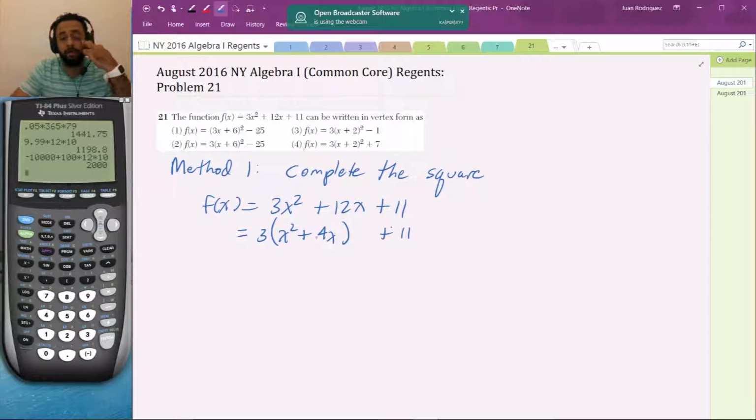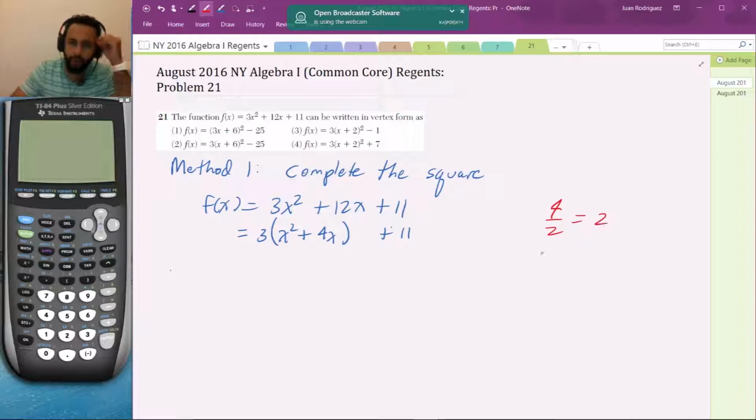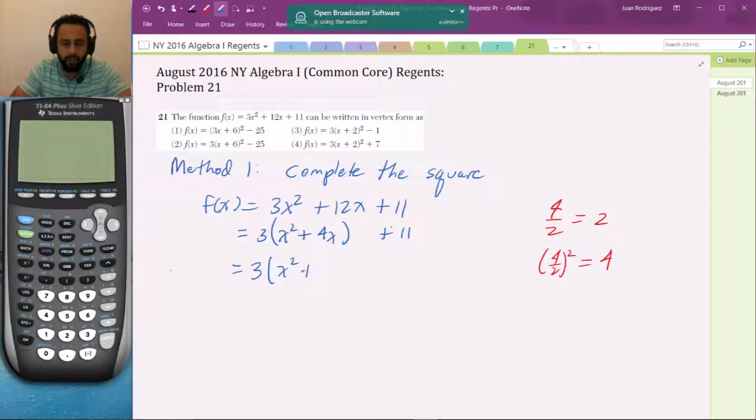Okay, now I'm going to look at this part. Let's see, 4, and I'm going to write some little notes over here on the side. 4 over 2 equals 2, and 4 over 2 squared equals 4. The reason I'm going to use these is that the 4 over 2 squared gets input here. So 3 times x squared plus 4x, then plus 4.